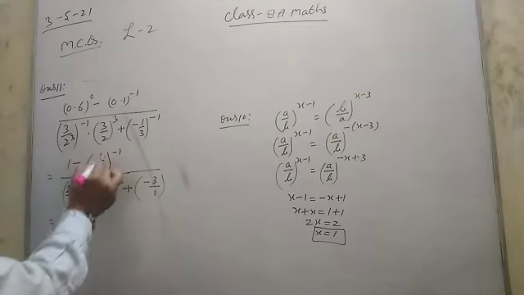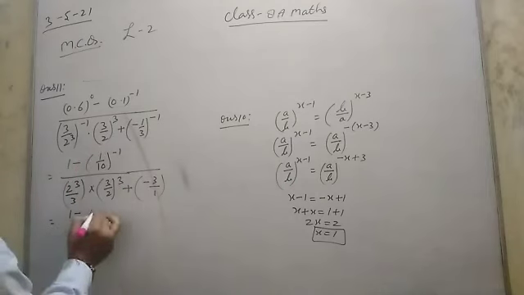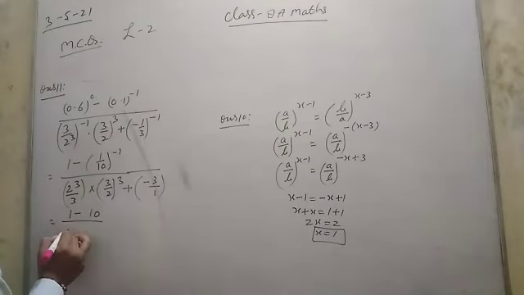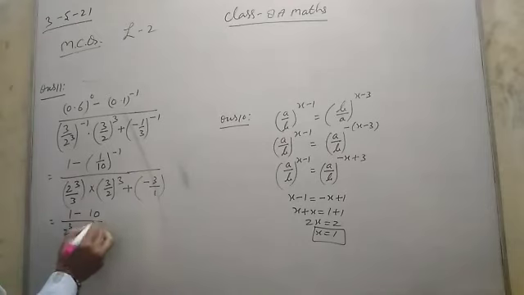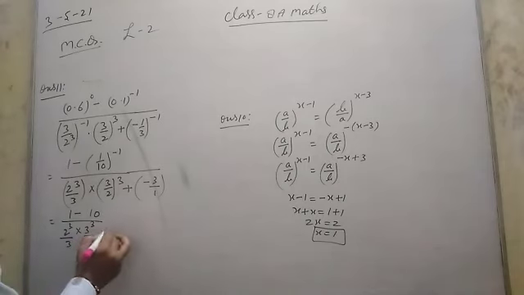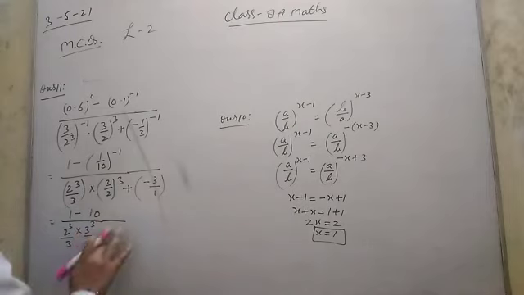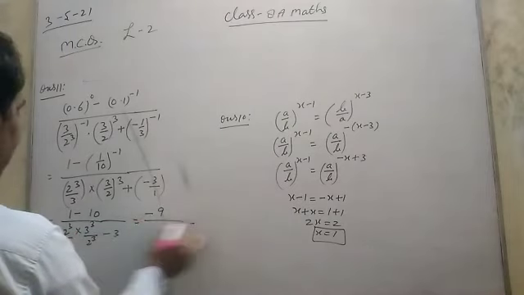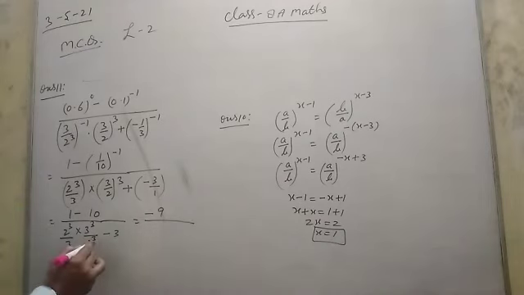So 1 minus 1 upon 10 power minus 1. So this will be 1 upon 10. So they are reciprocal, 10 power 1 upon this. 2 power 3 into 3 power 3 upon 3, and here 2 upon 3. Okay. Plus this minus 3. Okay. So 1 minus 10 minus 9 upon this 2 power 3 upon 2 power 3.